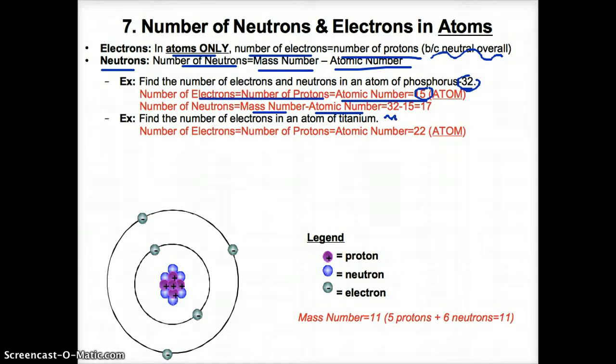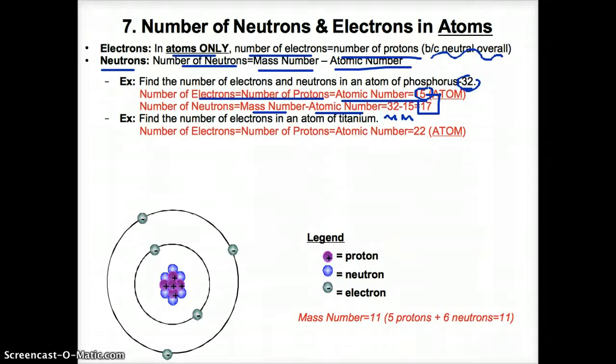And then we also know that the atomic number of phosphorus, or P, from the bottom left bold number in P's element box, is 15. So plugging in, number of neutrons equals mass number 32 minus atomic number 15, giving us 17 neutrons in an atom of phosphorus-32. All right, next we need to find the number of electrons in a titanium atom.